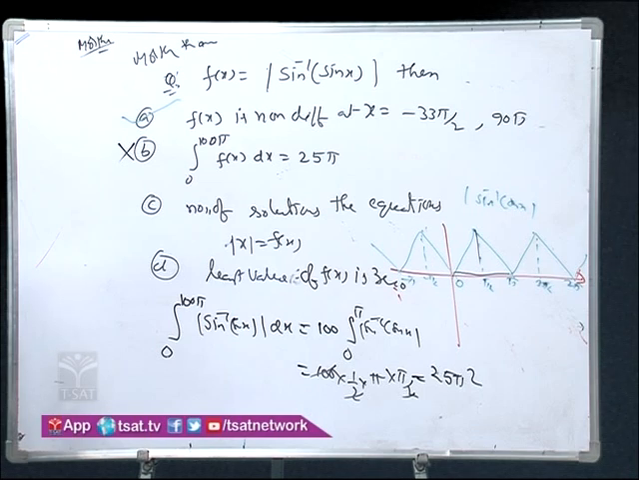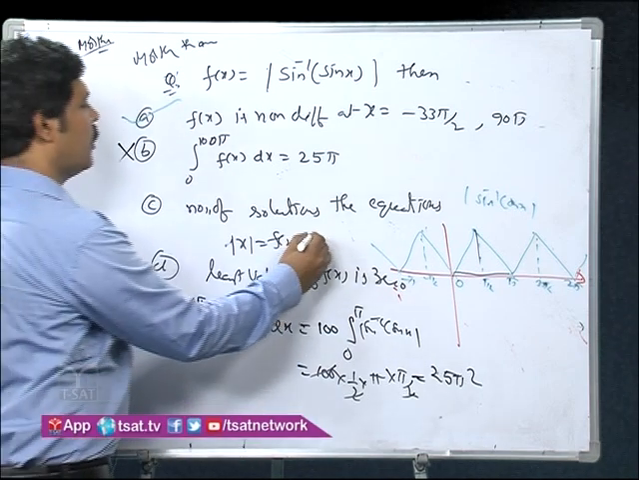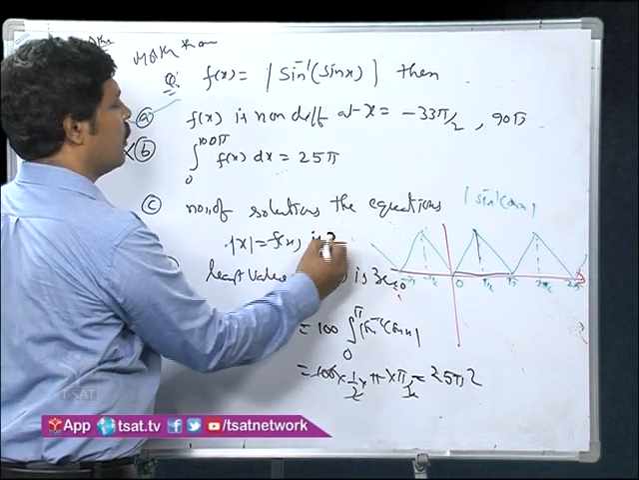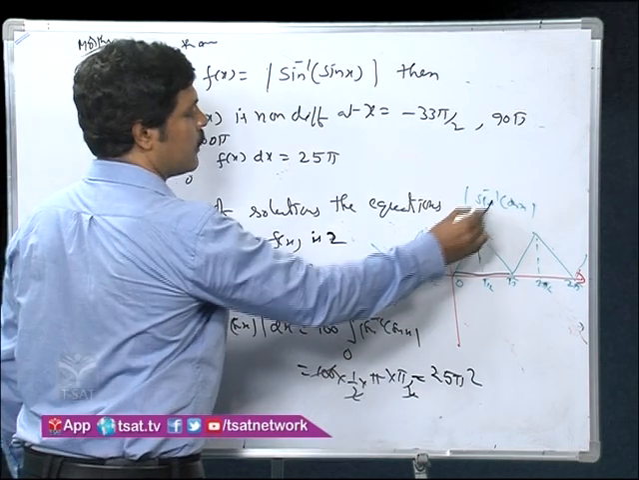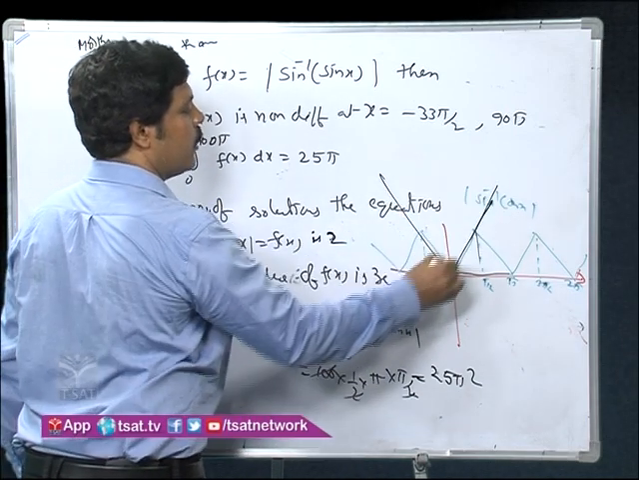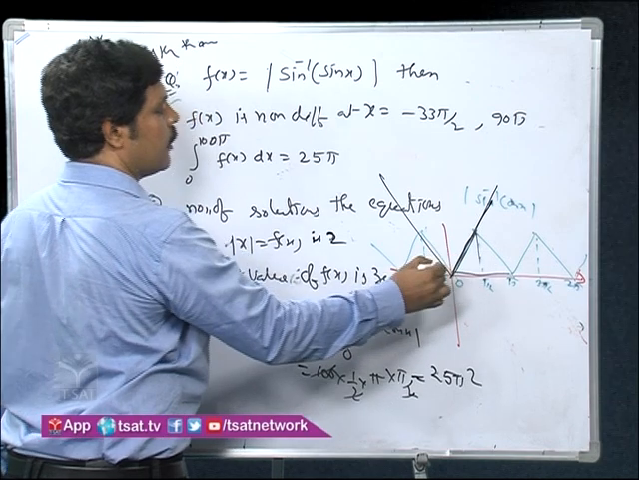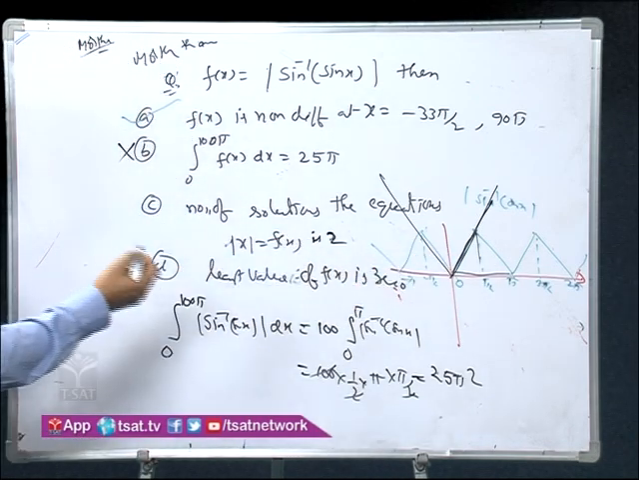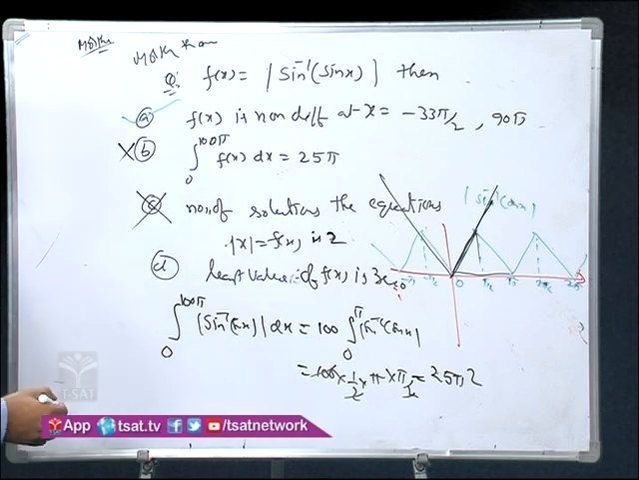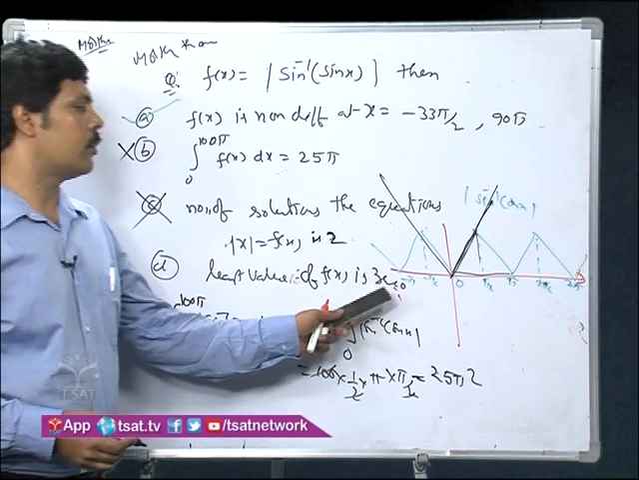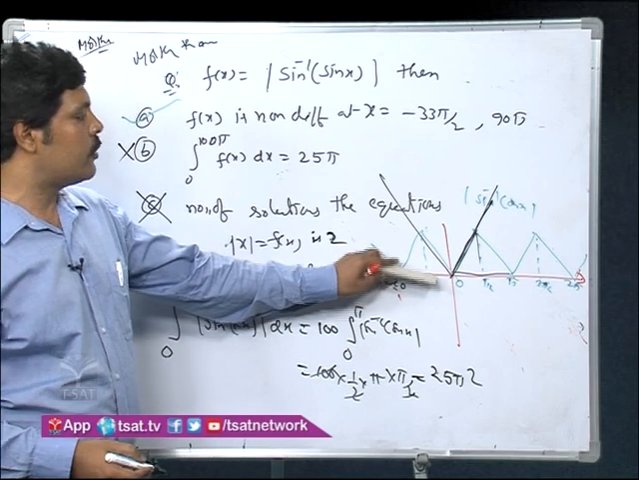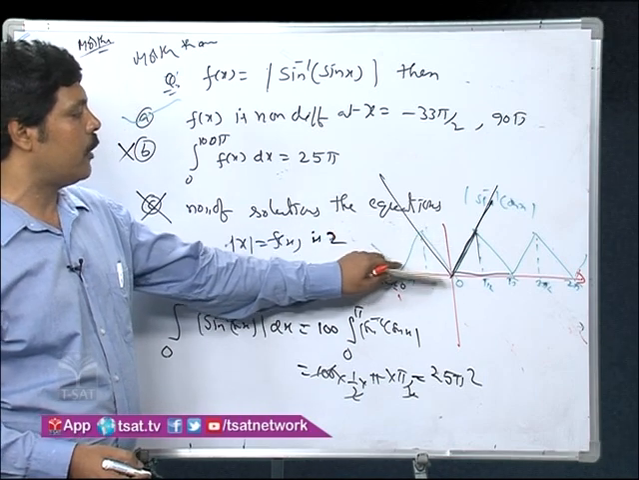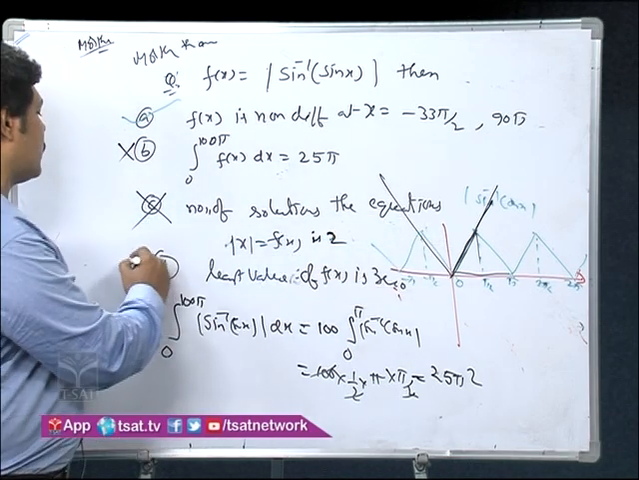For the number of solutions, the option says 2, but y is equal to mod x is a line that intersects the graph at infinitely many points, so the number of solutions is infinity. Given 2, this is also wrong. The least value of f of x is 0, since the graph lies between 0 and pi by 2, hence the last option is correct.